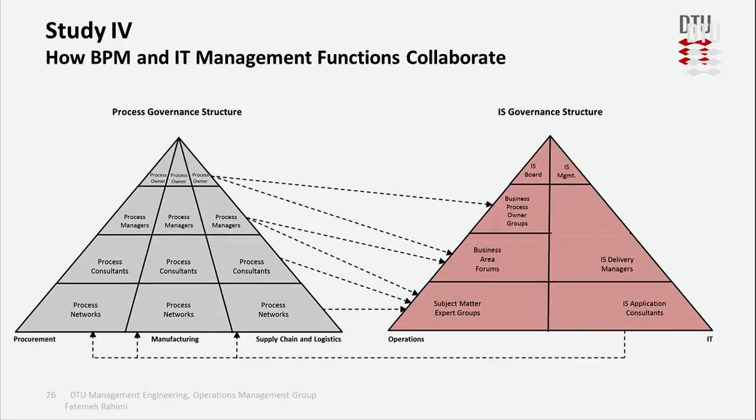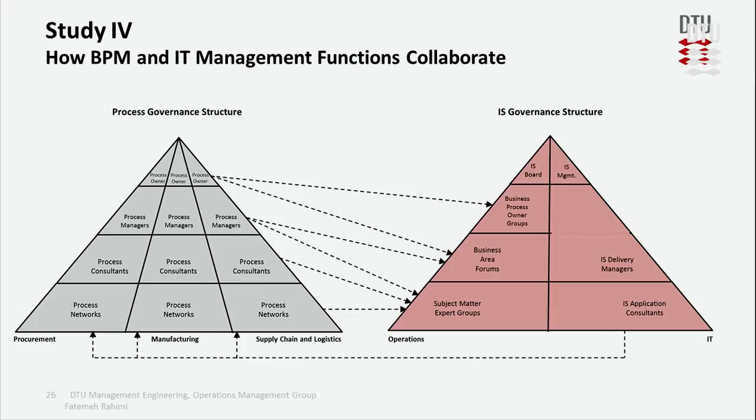After figuring out why BPM and IT management functions collaborate, we looked into how they collaborate. In the second stage of the study, we investigated the integration between BPM and IT management functions in one multinational corporation. We especially looked into business process governance organization and IT governance organization and how these two organizations relate to each other. As you can see in the figure, the integration between BPM and IT management functions relies on horizontal integration capabilities. So the liaison positions situated in IT governance and business governance structures are the main enablers of the integration between the two functions.